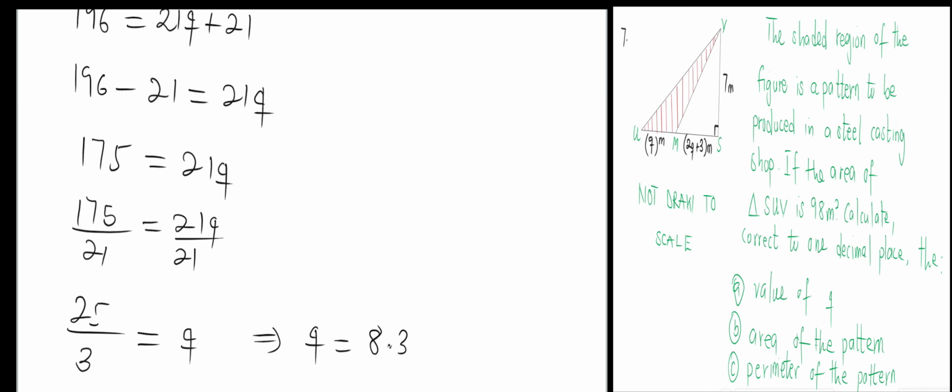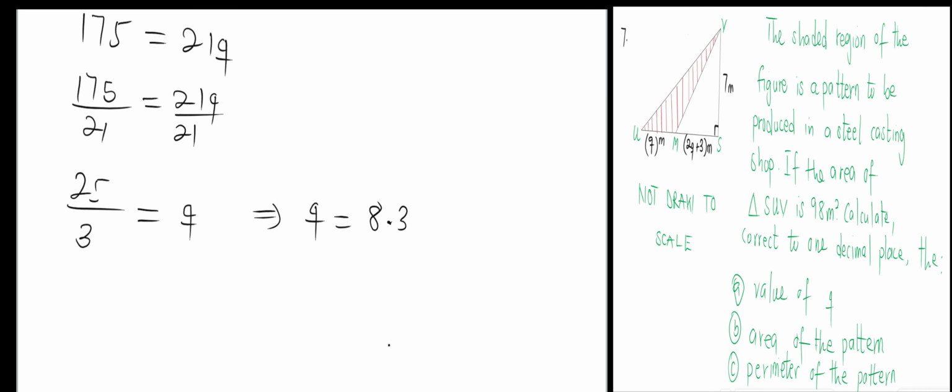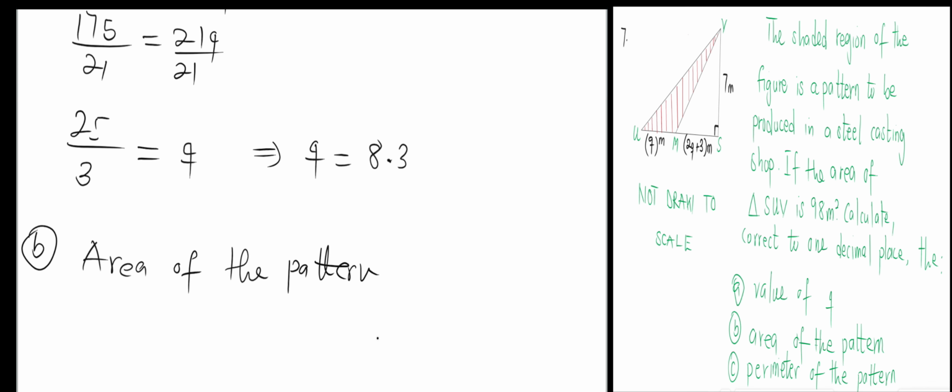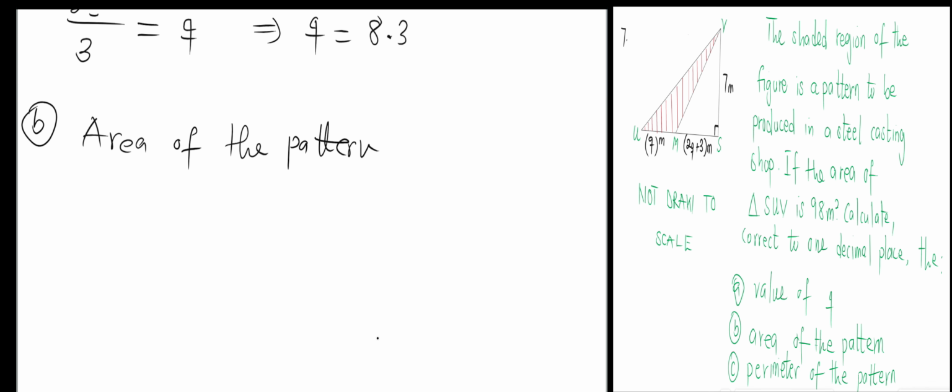Okay. And the second question, the B part, says that we should find the area of the pattern. So we have to find the area of the pattern. Looking at the diagram, you will see that the area of the pattern will be triangle UMV.